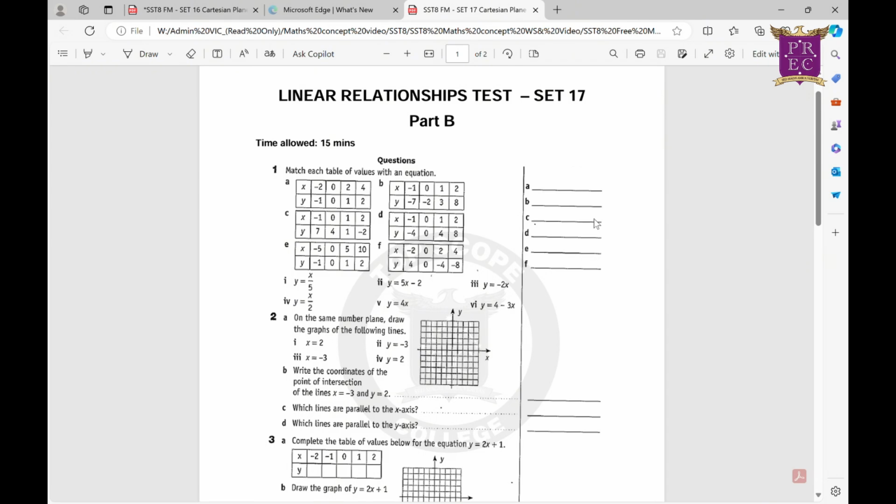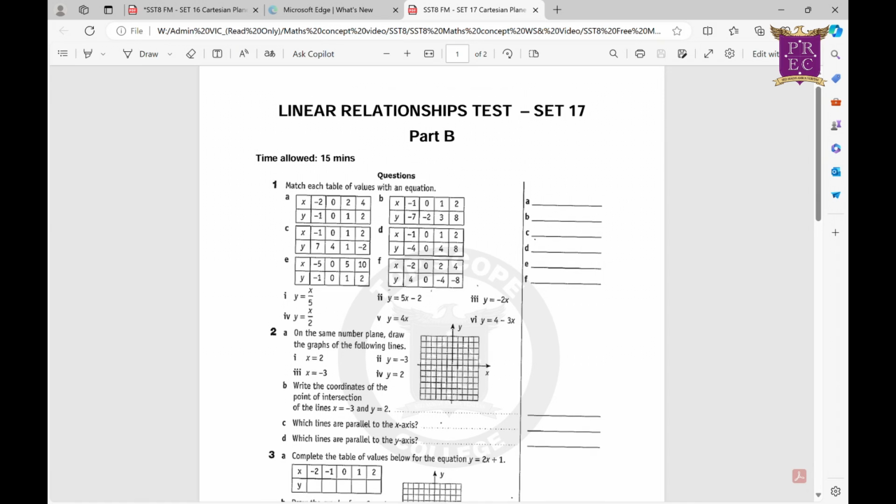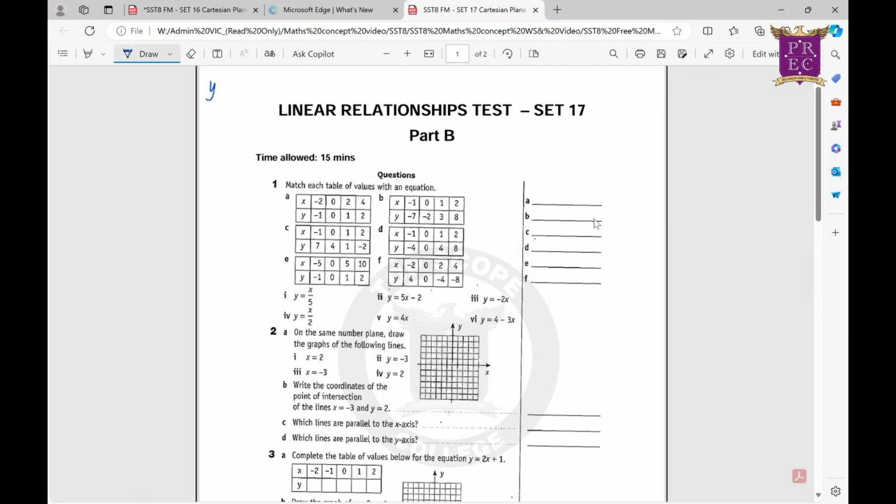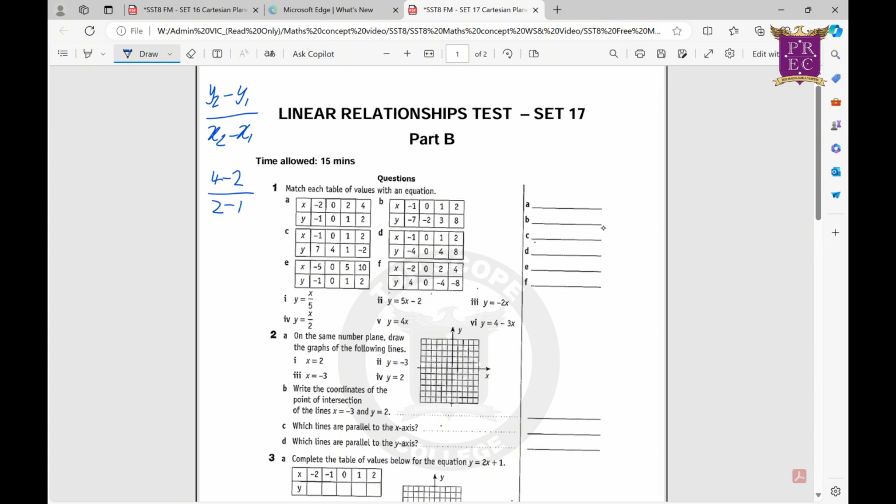So when you get a table like this, what you can do is find out what the y-intercept is first. Okay, so the y-intercept is 0, and then we find out what the gradient is. To find the gradient, I'll write the equation up here: y2 minus y1 over x2 minus x1. That's the equation of the gradient. So this is y2 minus y1, which is 2, and then x2 minus x1, 2 minus 1, which gives us 2 on 1. So the gradient is 2 and the y-intercept is 0.